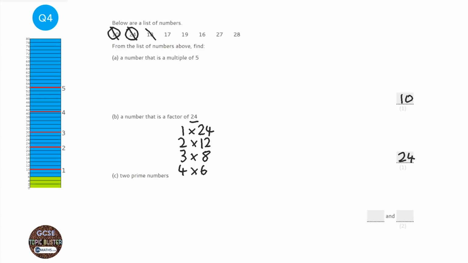17, I don't think of any times tables that 17 is in, so I'm going to say 17 is a prime number, which it is. And 19, well, I can't think of any times tables 19 is in, so I think that's a prime number. Let's go through the rest to make sure. So 16 is 2 and 8, so that's not a prime number. And any even number apart from 2 is not going to be a prime number. 2 is the only even prime number. 27 looks like it might be, but actually 3 times 9 is 27, so it's definitely not. And 28 is another even number. So it looks like we found the 2 prime numbers.